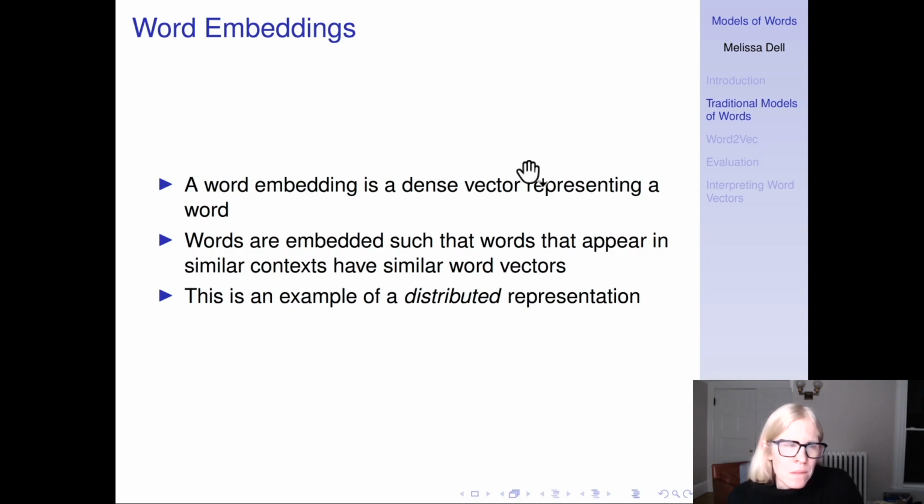And so this leads us to the concept of a word embedding, which is a dense vector representation of a word. By dense vector, I mean that in contrast to the one-hot vectors, which are sparse vectors, dense vectors have values in their positions rather than being mostly zeros. So words are embedded such that words that appear in similar contexts have similar word vectors, and words that appear in different contexts have more different word vectors.